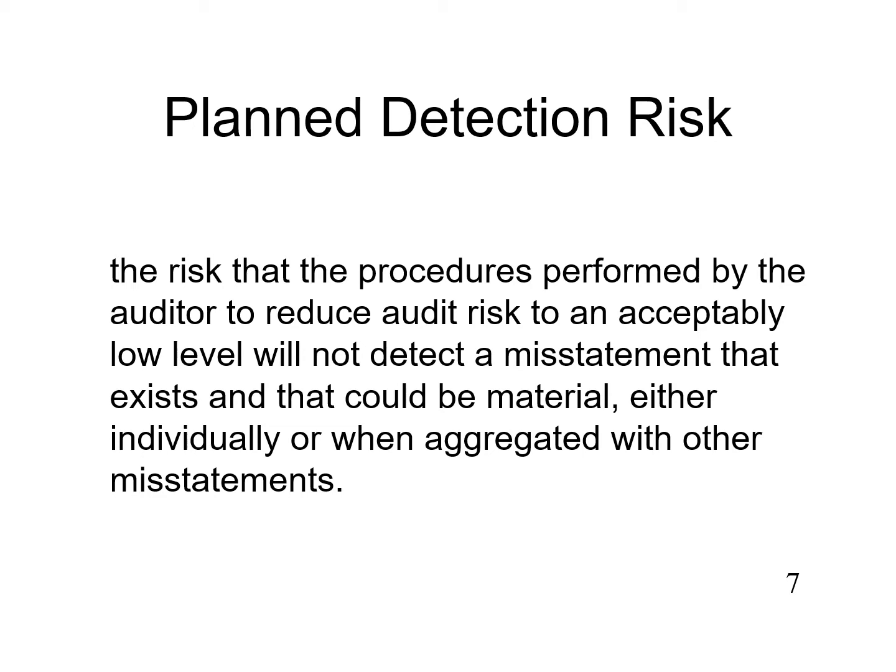So for this, I'm not really a stickler. I want you to know what detection risk is, but the procedures performed by the auditor don't reduce audit risk to an acceptably low level. The procedures performed by the auditor may not detect a material misstatement. So I want to know that you know that the detection risk is the auditor. The auditor can reduce detection risk with the procedures they perform.